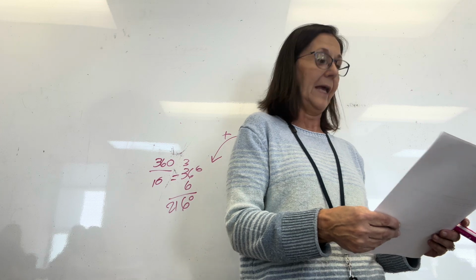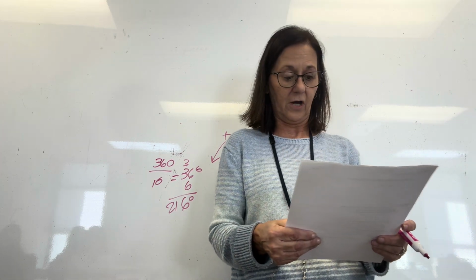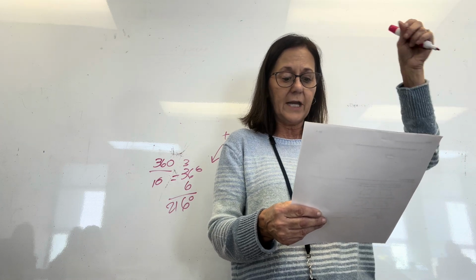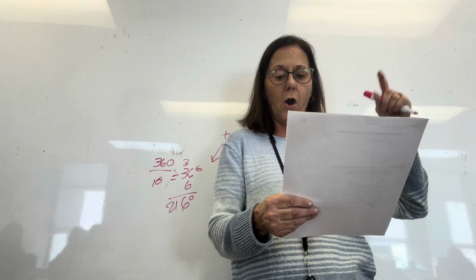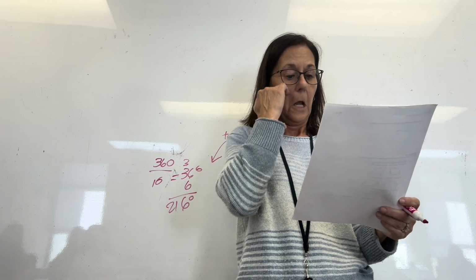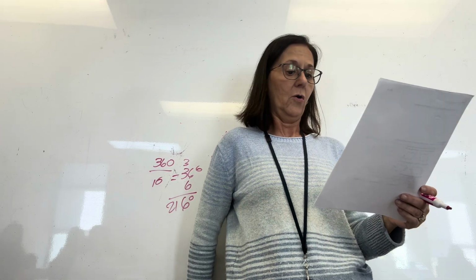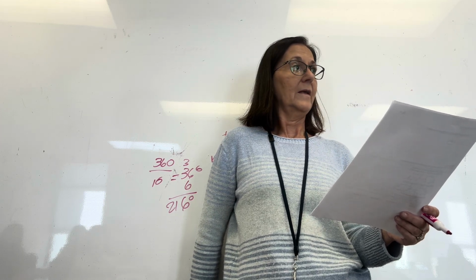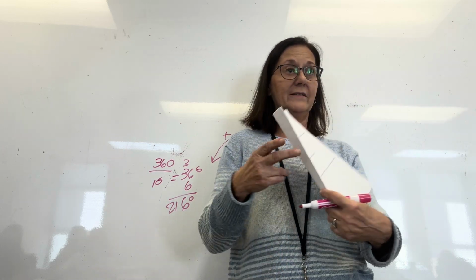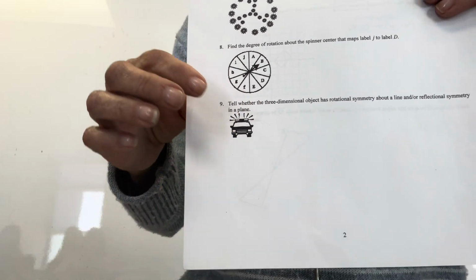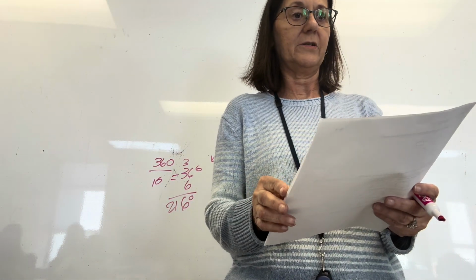All right, number 9. We have a 3-dimensional object on a 2-dimensional plane. So imagine it being a 3-dimensional object. Does it have rotational symmetry about a line or reflectional symmetry in a plane? So, does that car have rotational symmetry or reflection symmetry? Reflection through the center of it. Smack dab through the center of that police car would be reflection symmetry.